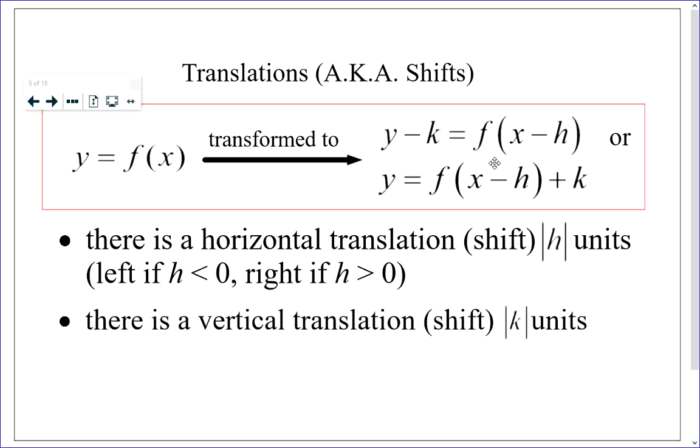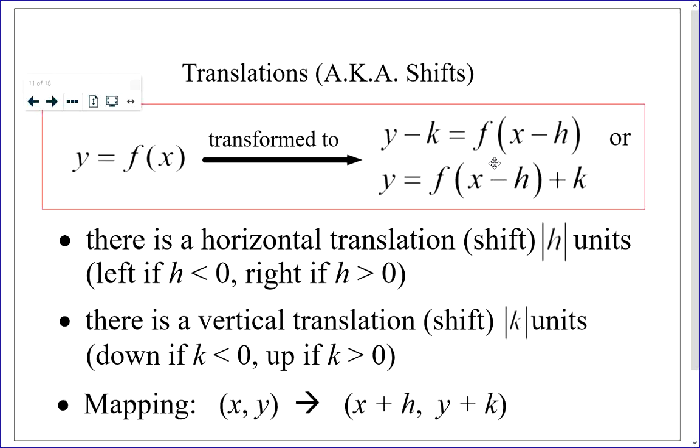K, on the other hand, of course, is the parameter that tells us about the vertical translation. For the same argument kind of outlined with h, we talk about the absolute value of k being the amount of the shift or the amount of the translation. If k is negative, then it shifts or translates in a negative vertical direction, which is down. If k is positive, then it shifts in a positive vertical direction, which is up.